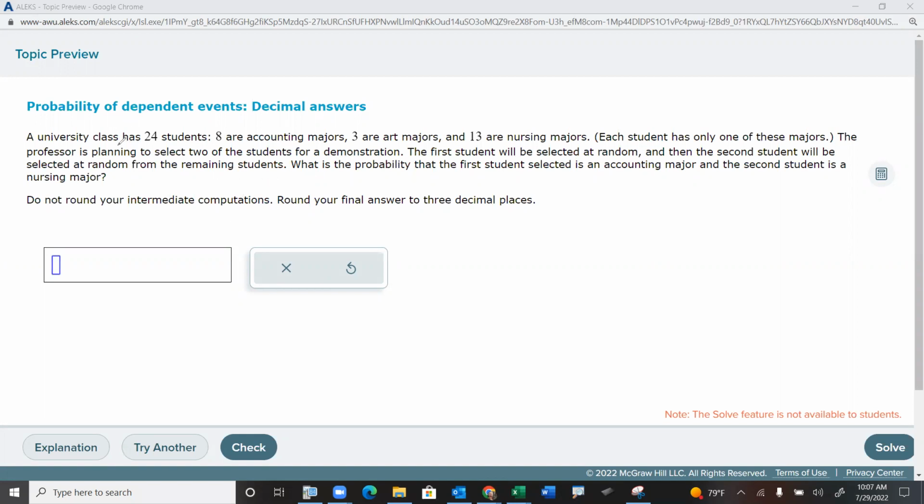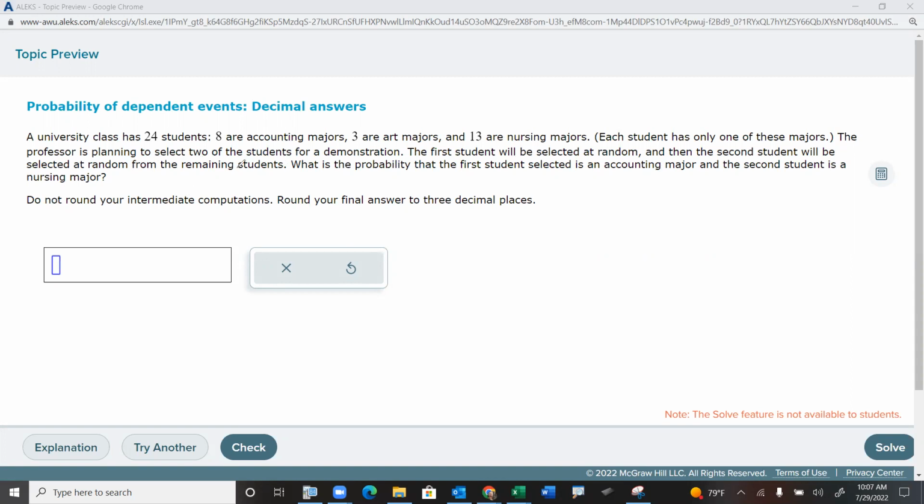So say we've got 24 students in three different majors. None of them have more than one major, so no item is in more than one group. If an item is in more than one group, then we've got to switch things up, but we're not going to ever do that.